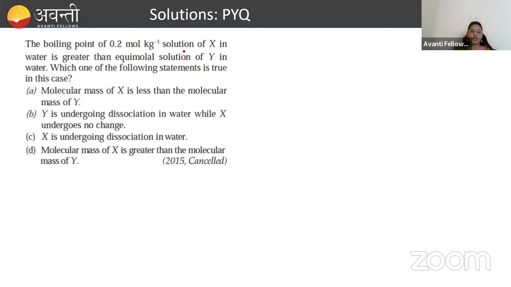Next, the boiling point of 0.2 mole per kg solution of X in water is greater than the equimolar solution of Y in water.